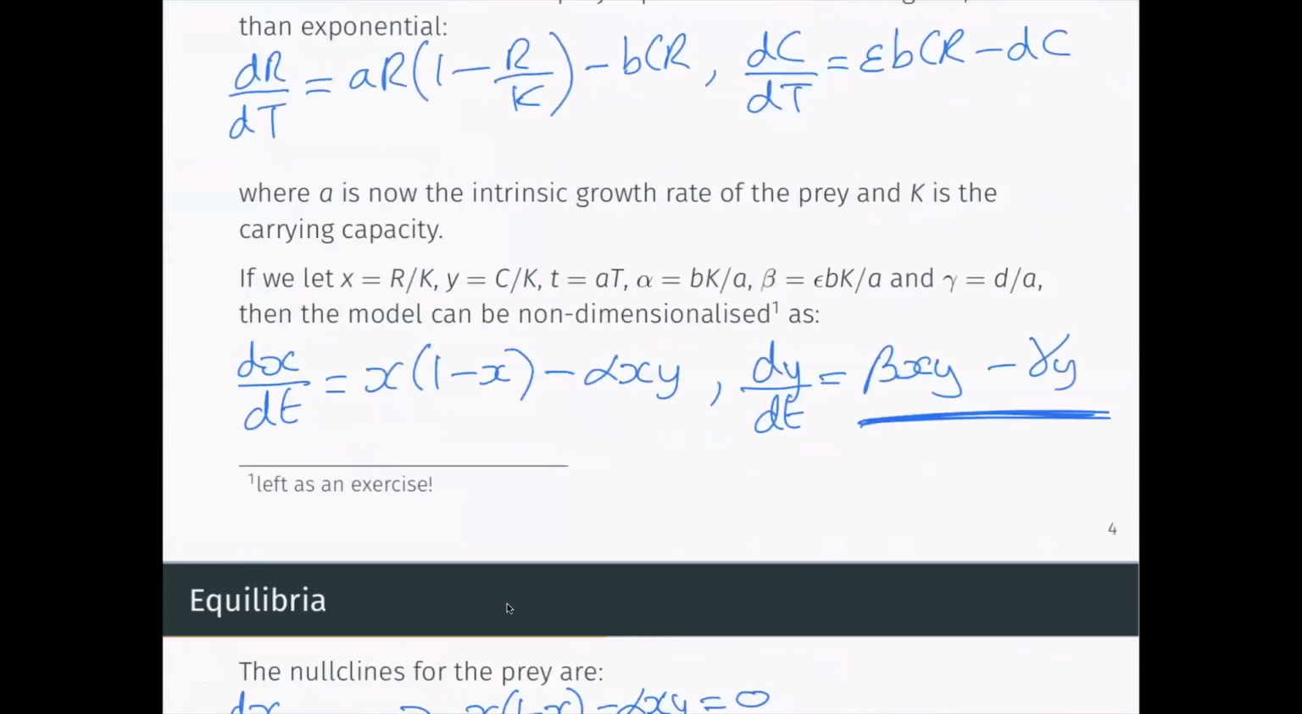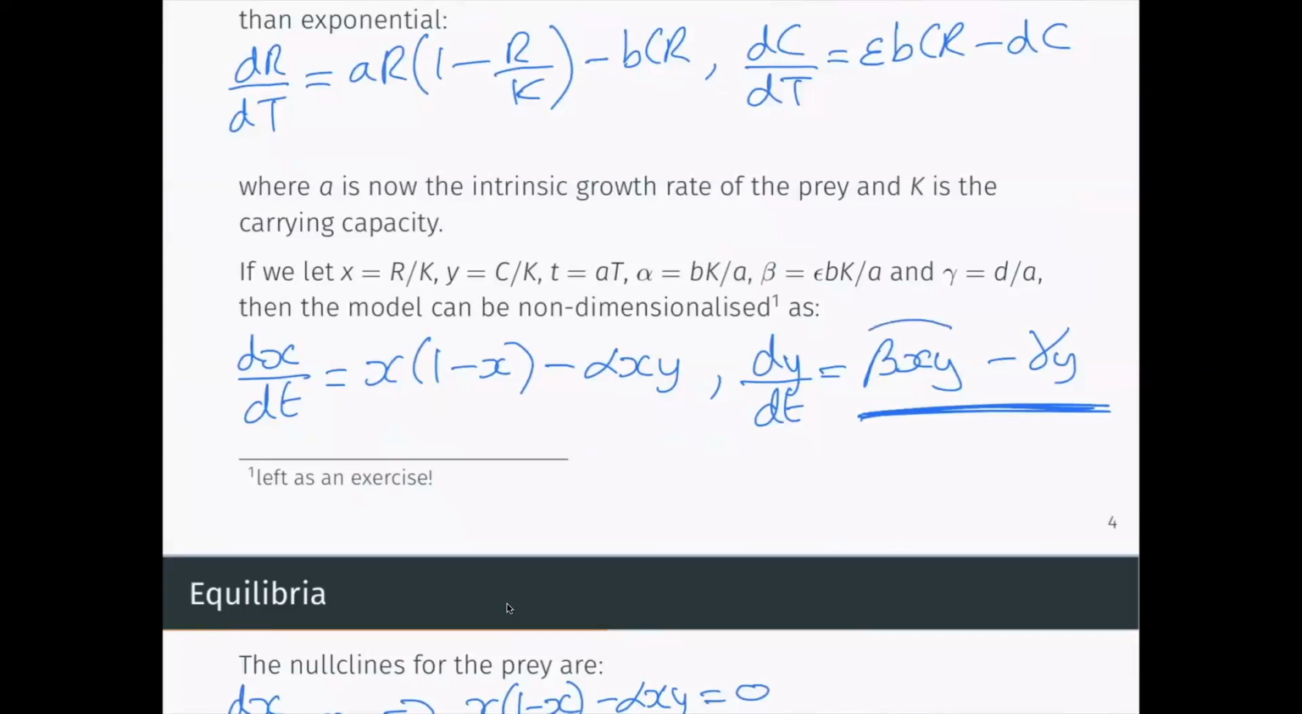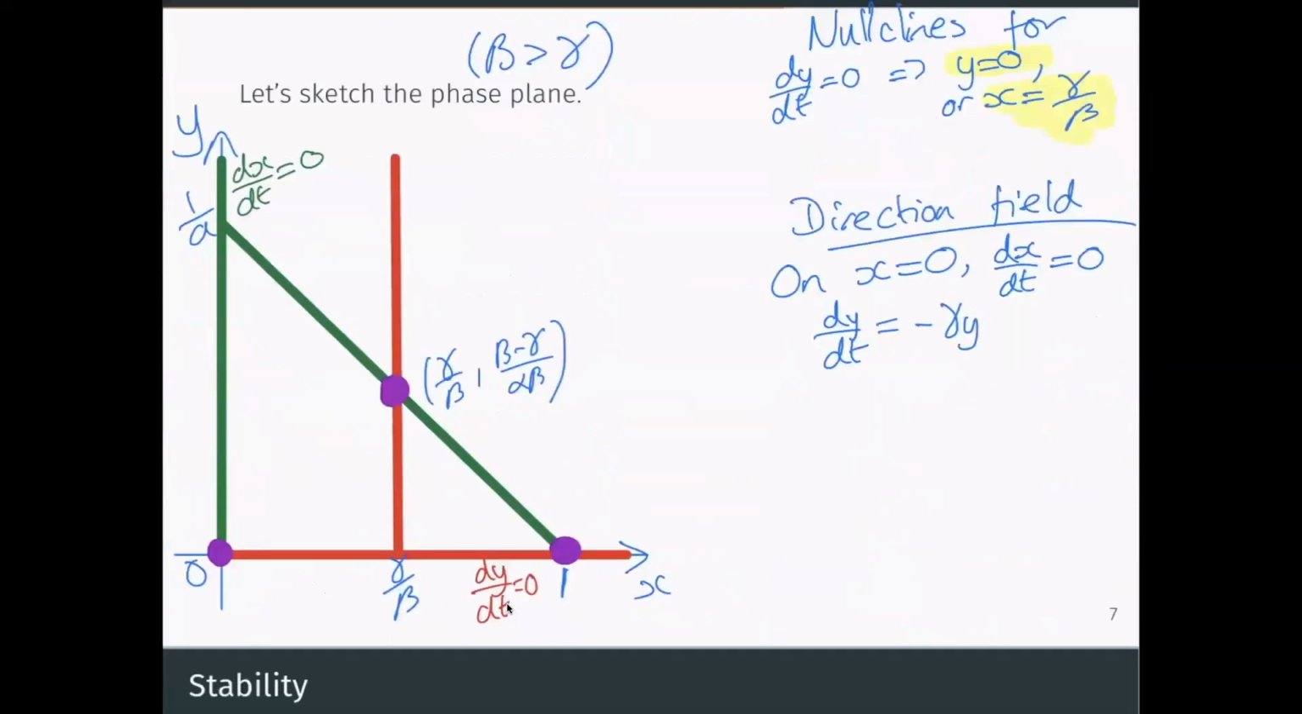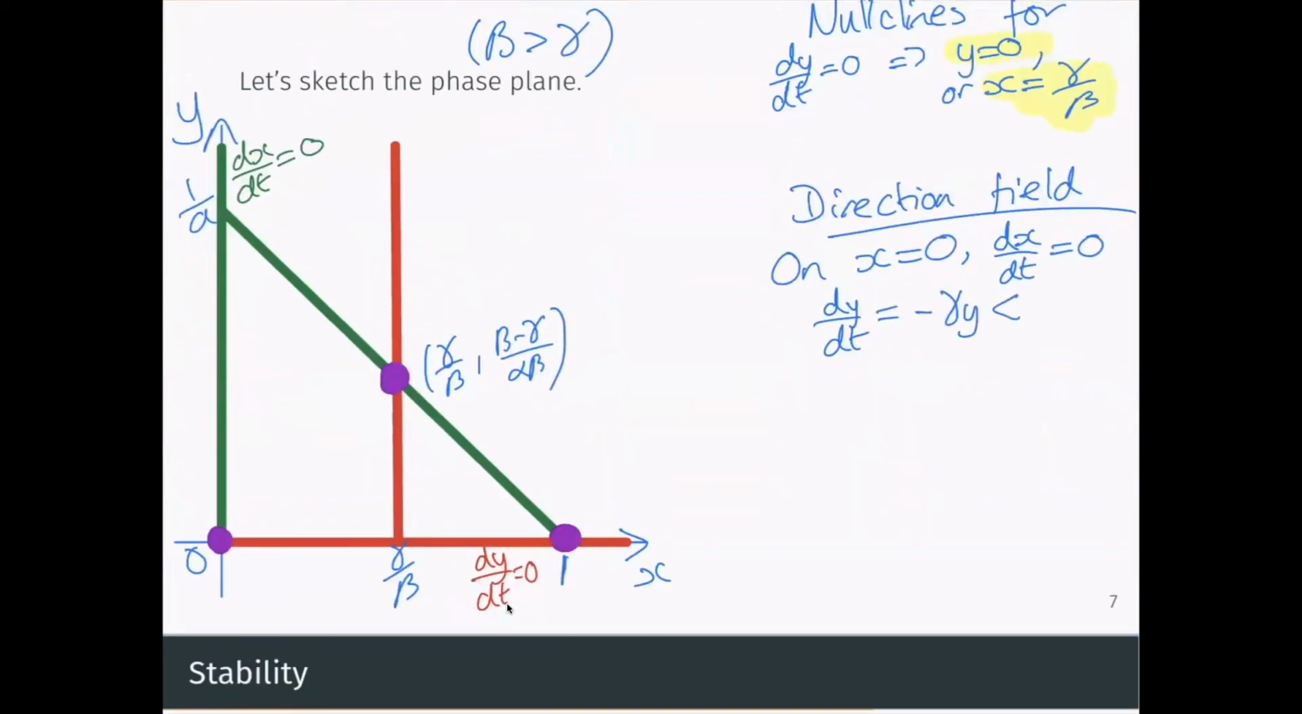Go back up here and check: if x is equal to 0, then this term is going to be equal to 0, so we just end up with minus gamma y. And this is always going to be negative for positive y. So that means that on this green null line here, our arrows must point down, because dy/dt is always negative whenever we're on that null line.